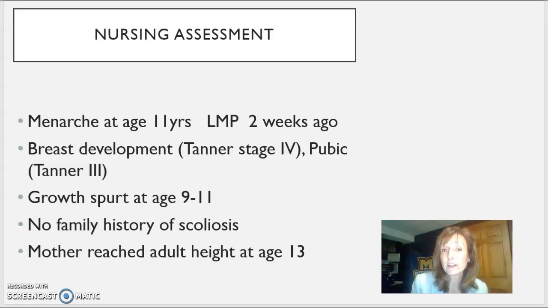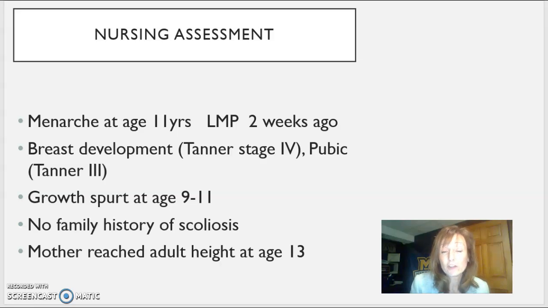She has had secondary sex characteristics that have developed. She has breast development, which is at a Tanner stage 4, and pubic hair, which is at a Tanner stage 3. So she has developed in puberty. The mother reports that the child did have her biggest growth spurt. She estimates between 9 and 11 years old. That she really shot up, and that was 3rd, 4th grade. She got really tall, and now she's kind of leveling off.